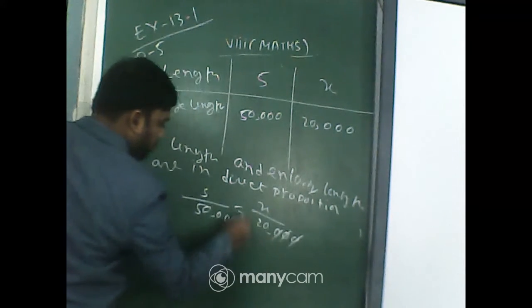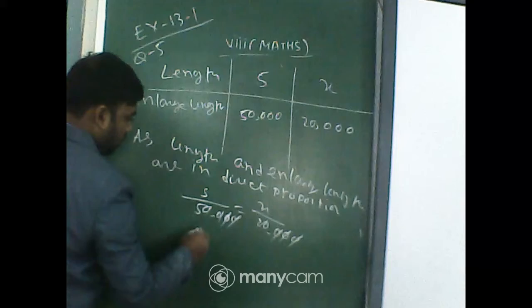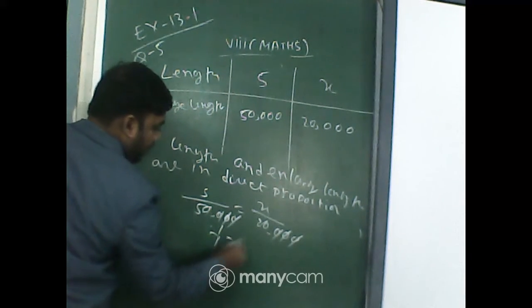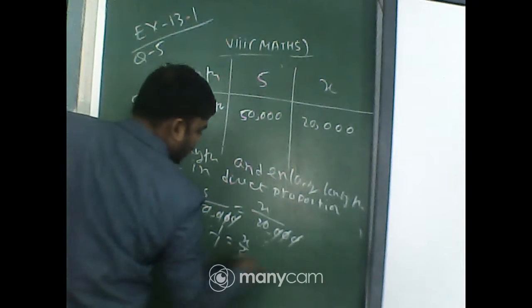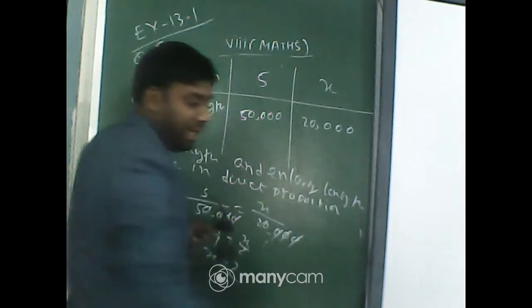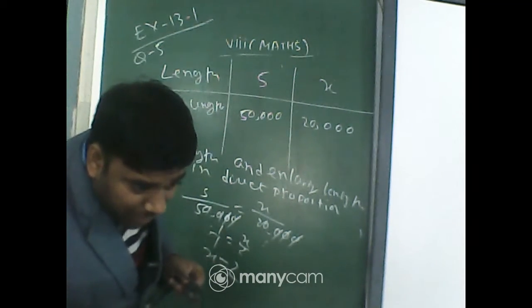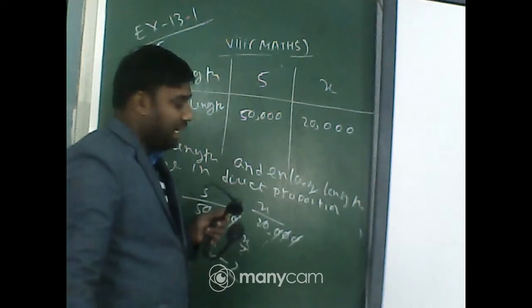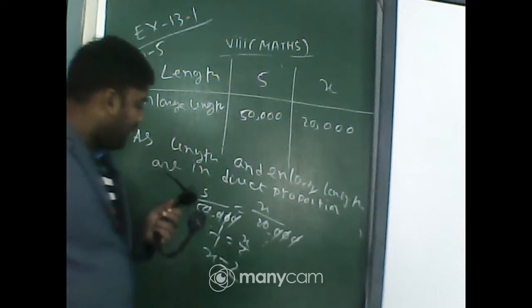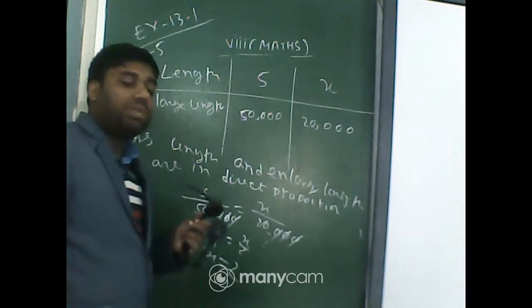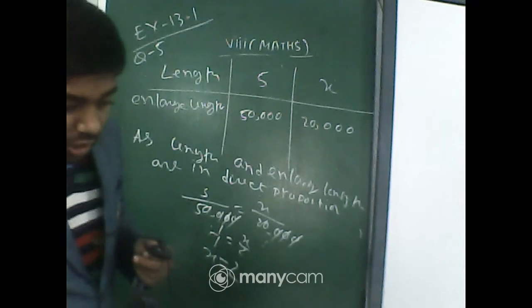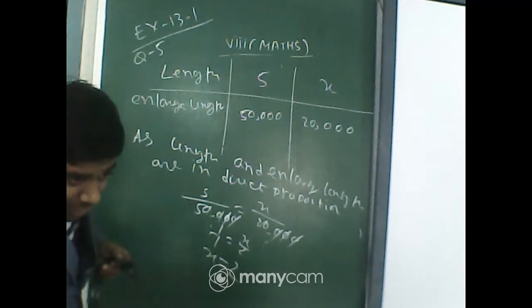So 5 by 5 is 1, and 1 by 1 equals x by 2. So x equals 2. So 2 centimeter is the length when 20,000 times enlarged. Okay, 20,000 times enlarged, that time the length of the bacteria will be 2 centimeter. Moving on to the next question, that is question number 6.